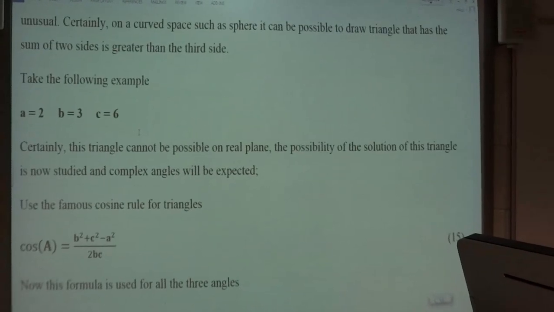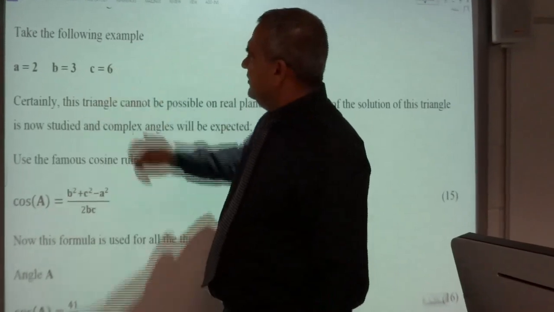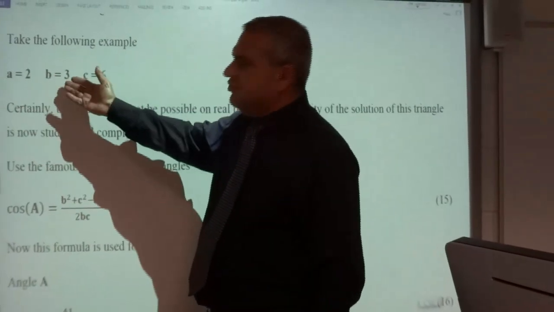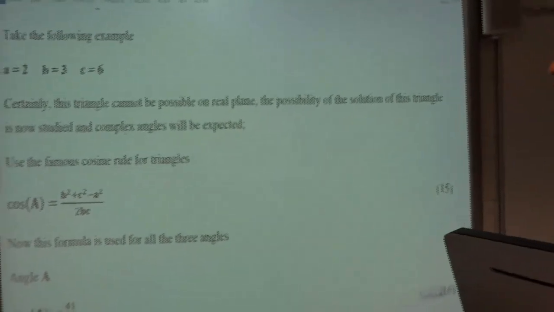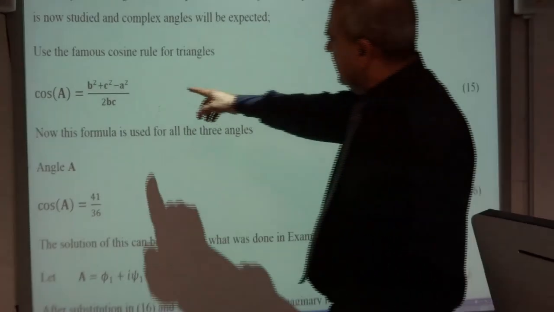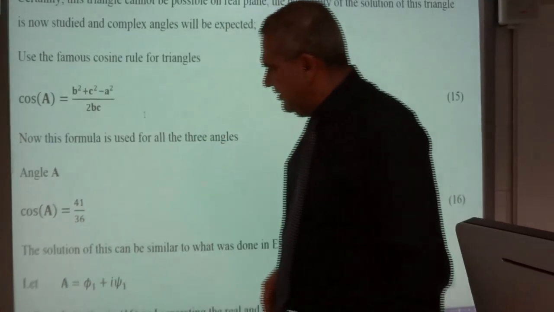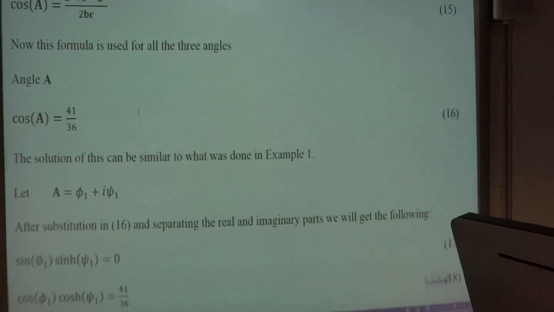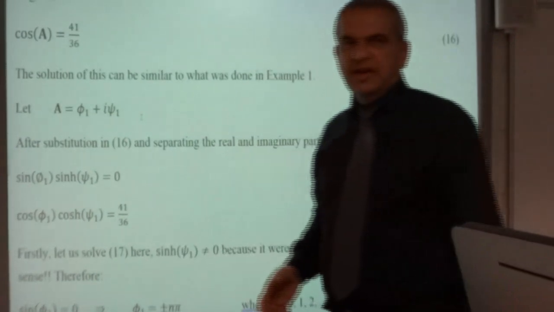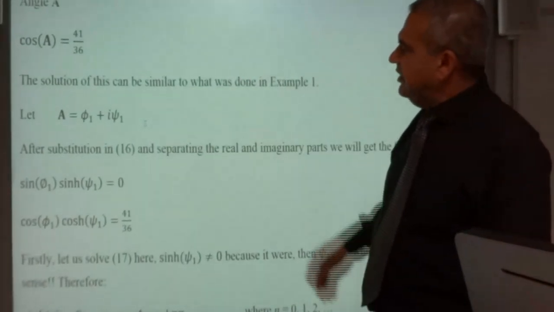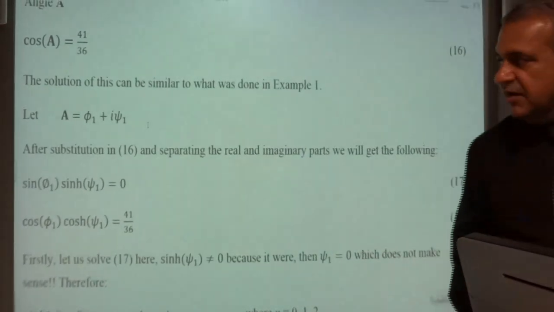For example, take this example: one side is 2, one side is 3, one side is 6. Definitely if I add 2 plus 3, it is not going to be greater than 6. Now what we do is apply the cosine rule. Once we apply the cosine rule here, obviously we get something which is greater than 1. Perhaps we need to introduce complex angles here. So it means the angle A is not going to be a real angle, although in the next slide we introduce a concept and idea of how we can draw complex angles.